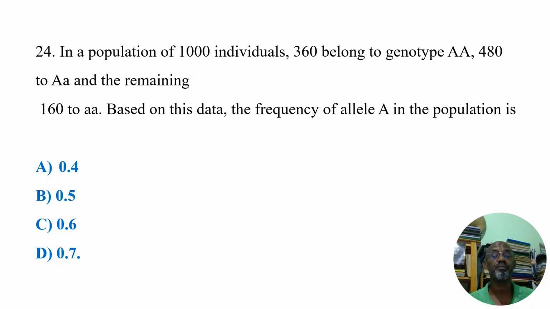What did it ask? The frequency of allele A. Out of 1,000, 360 belong to genotype AA. This means p squared. Therefore, take out the frequency of AA. That means 360 over 1,000, which is 0.36. Therefore, p squared is equal to 0.36. Therefore, p is equal to the square root of 0.36. p is equal to 0.6.